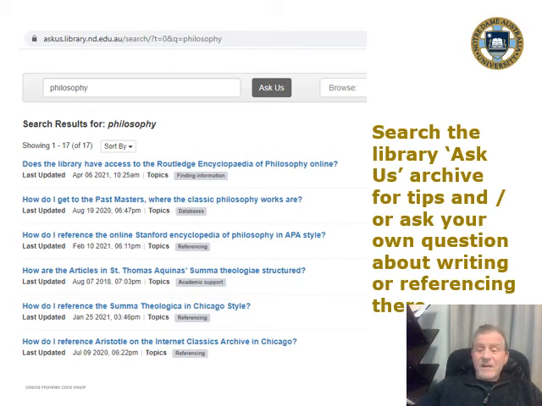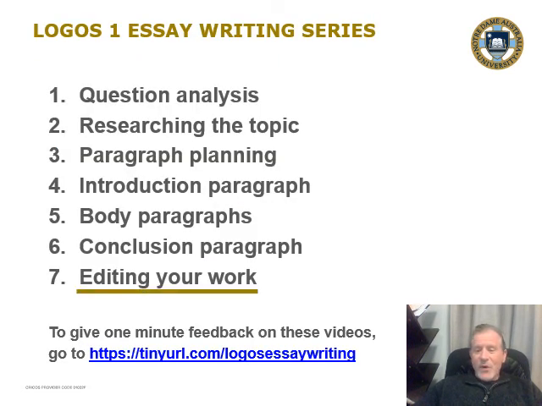And I've just put in the word philosophy into the box, and you can see that it's come up with 17 questions and answers, which on the whole have been put there by students like you in the past. A lot of them are about referencing. And there's one more of these short presentations to go, which is about editing your work, particularly looking at cutting the word limit, dealing with sentence or paragraph issues, and also recognizing the opportunity to change the style if necessary.